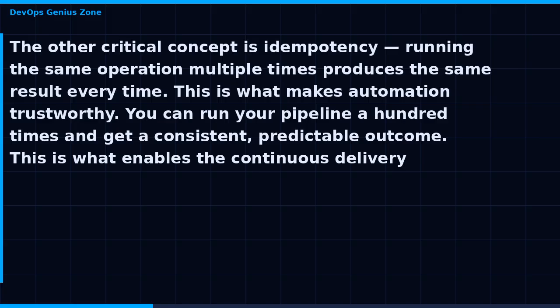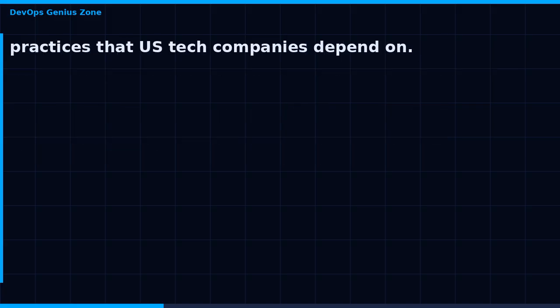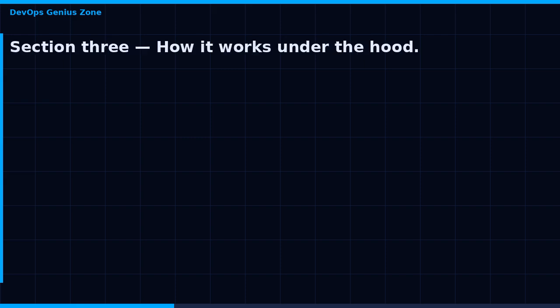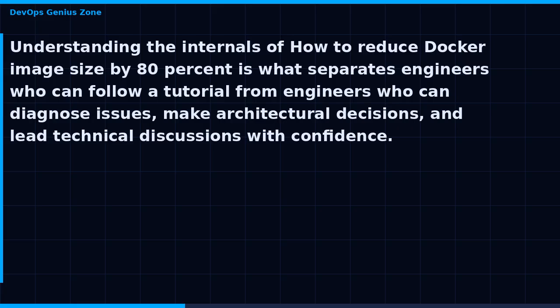Section 3: How it works under the hood. Understanding the internals of how to reduce Docker image size by 80% is what separates engineers who can follow a tutorial from engineers who can diagnose issues, make architectural decisions, and lead technical discussions with confidence. When you interact with how to reduce Docker image size by 80%, there is a control layer that receives your instructions, validates them, computes the difference between the current state and your desired state, and then executes the operations needed to close that gap. This reconciliation loop runs continuously.